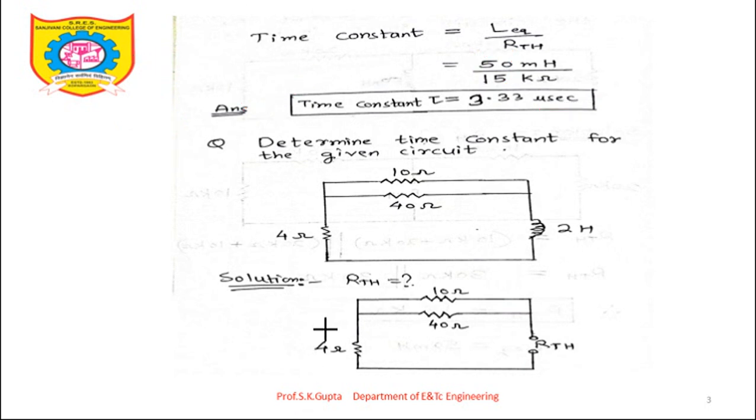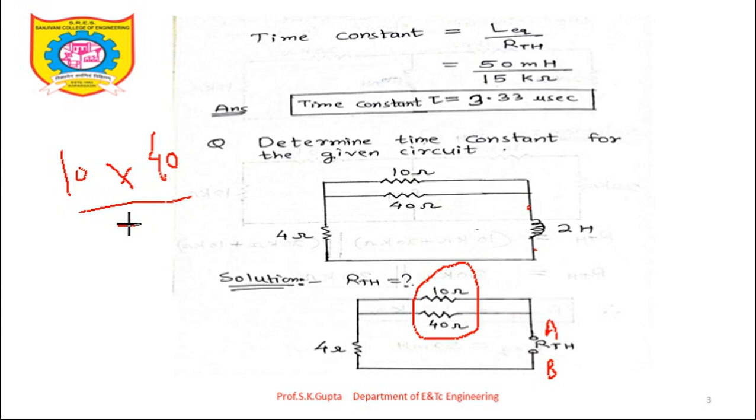Next question, determine time constant. Again we have to determine the time constant. Procedure is simple. This is an RL circuit. So open circuit this inductor, and try to measure the resistance between point A and B. As you can see, this 10 kilo ohm and 40 kilo ohm are in parallel. So 10 parallel 40 is 10 into 40 divided by 10 plus 40. 10 plus 40 is 50. So 400 divided by 50 value is 8 ohm. So this parallel combination is reduced into 8 ohm.